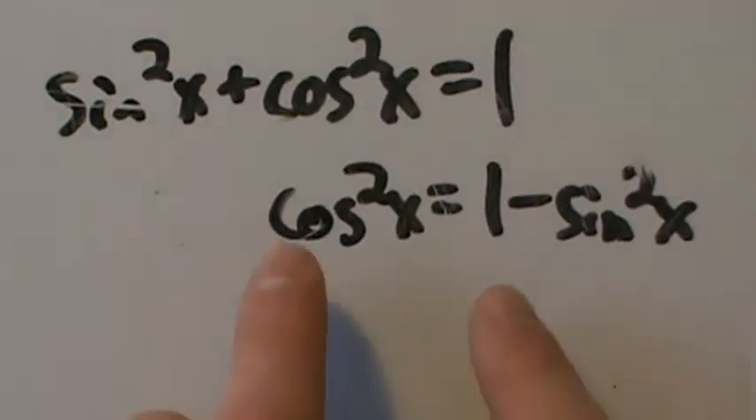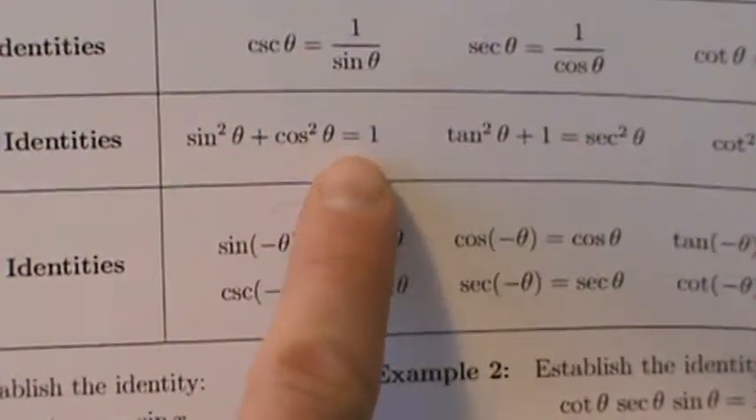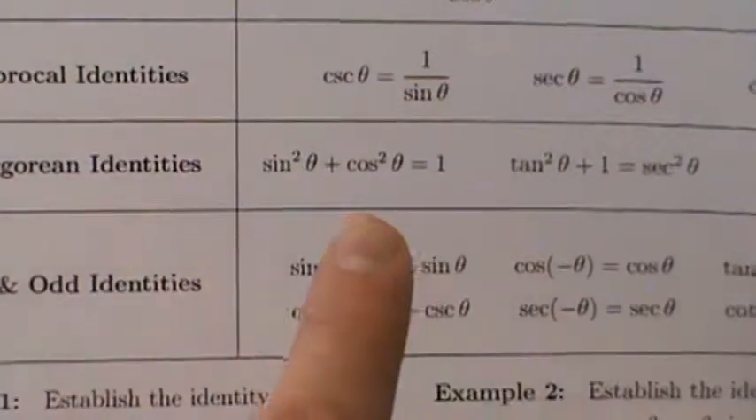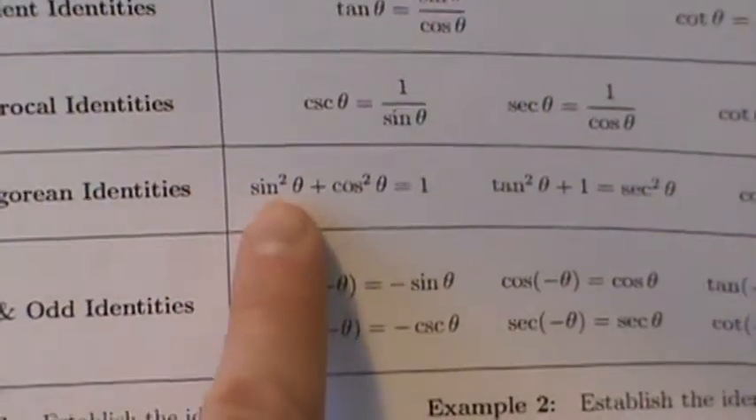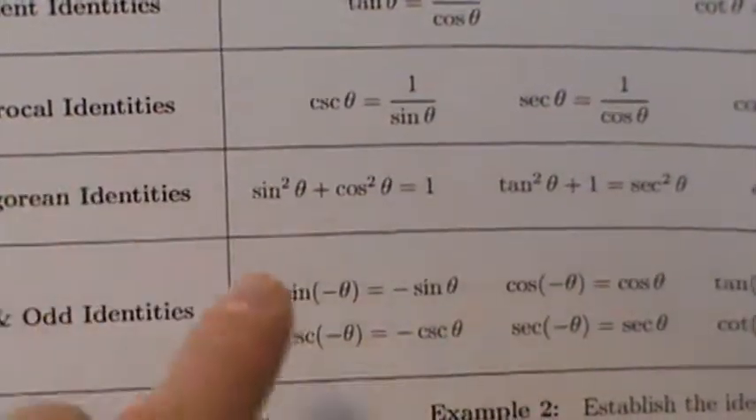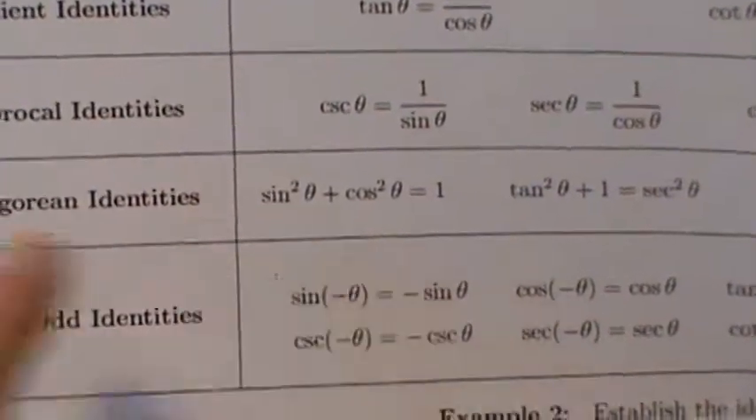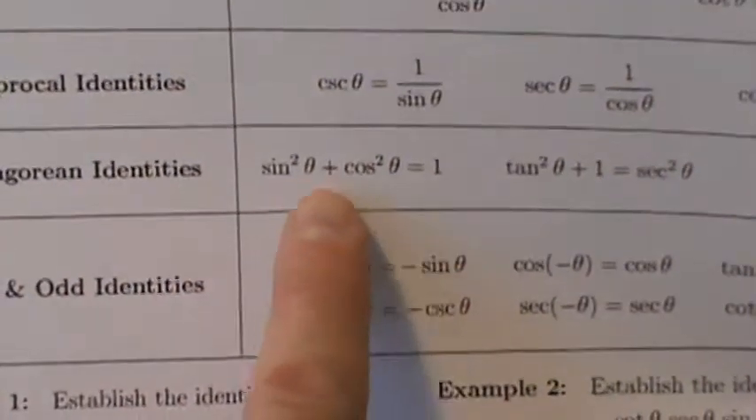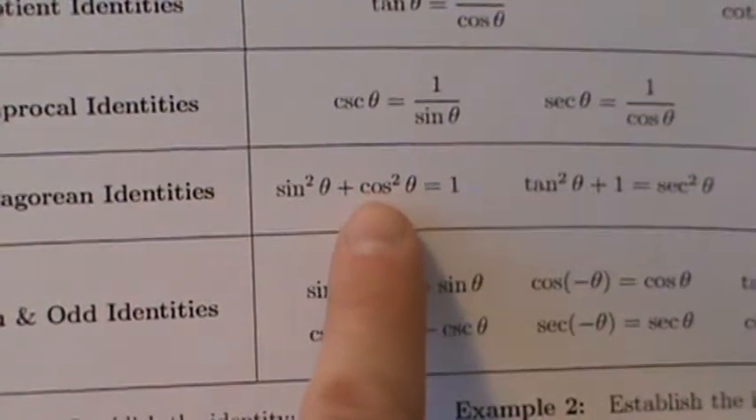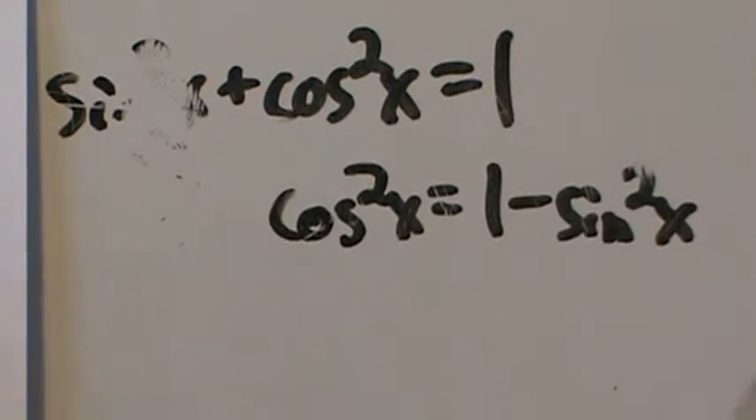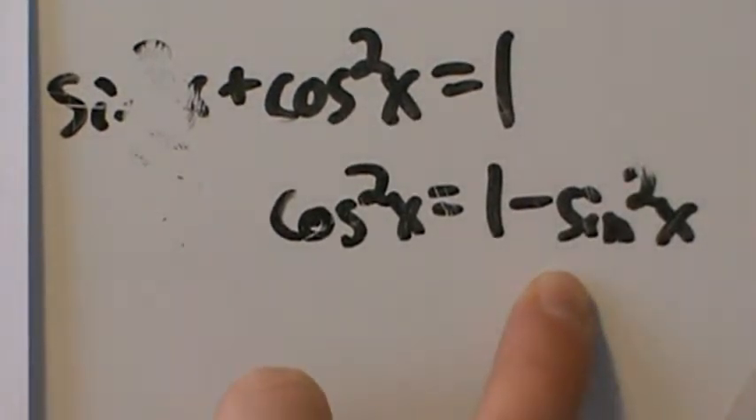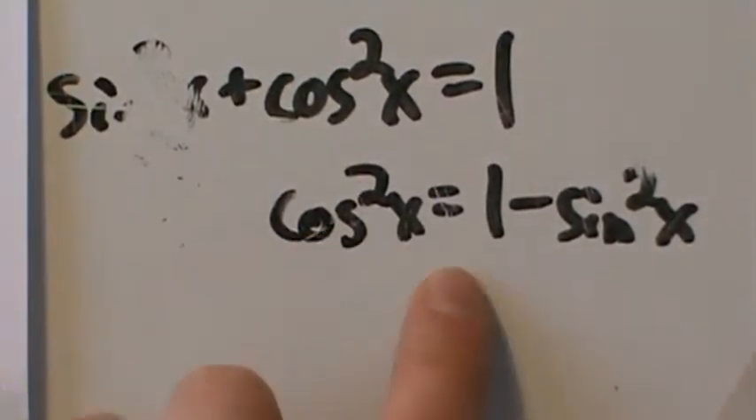But here we're using a previously established identity, which is sine squared of theta plus cosine squared of theta equals 1. It's a previously established identity, we know it's true, so we can manipulate it legally however we want, to be more useful to us. What we had was 1 minus sine squared of x, so we can subtract sine squared from both sides to get another version of the same identity. So cosine squared of x equals 1 minus sine squared of x. That's what we had ended up with here.